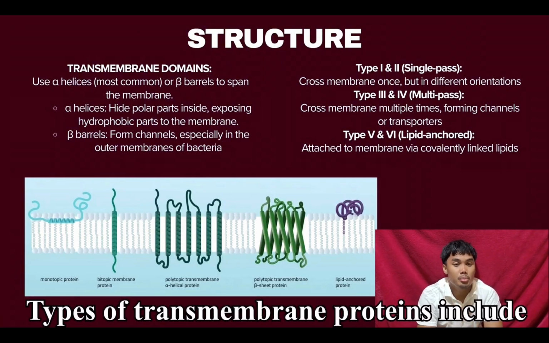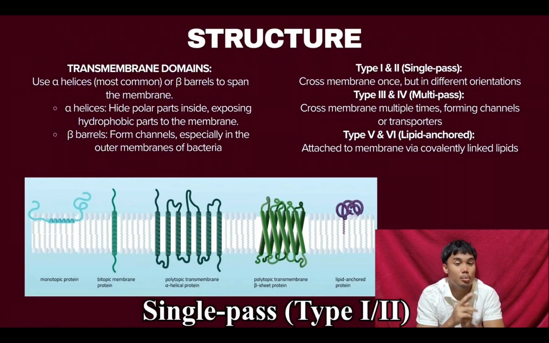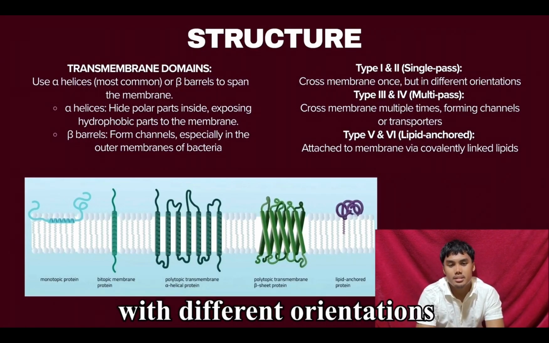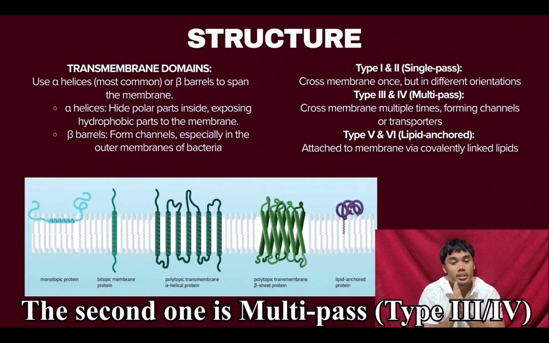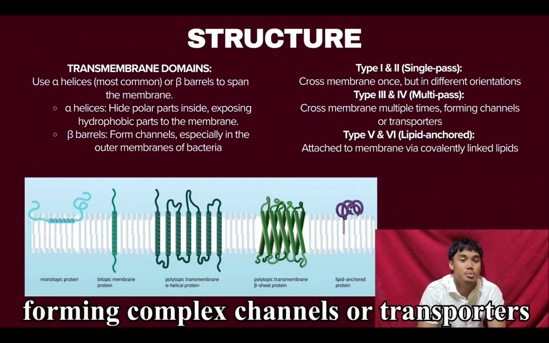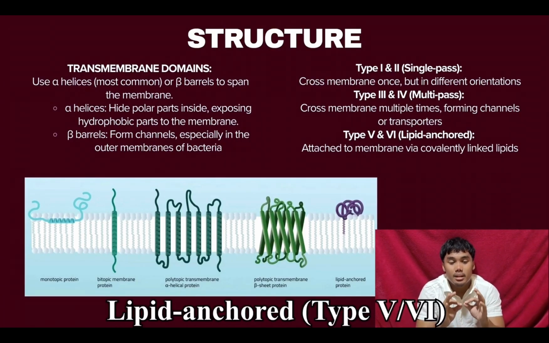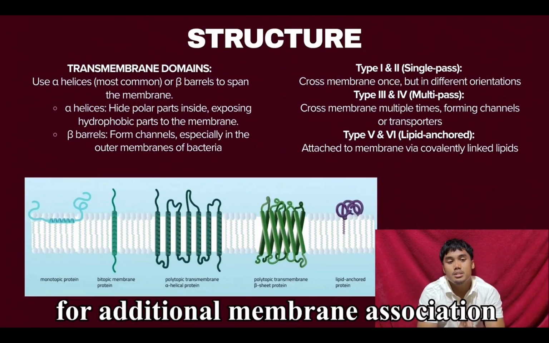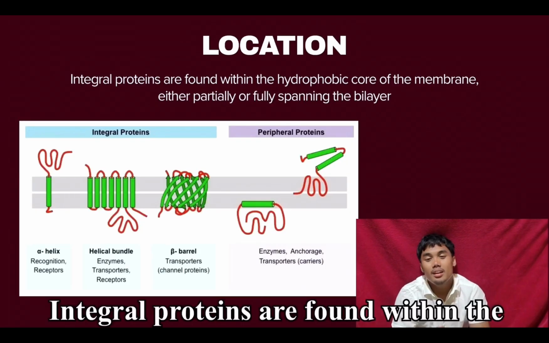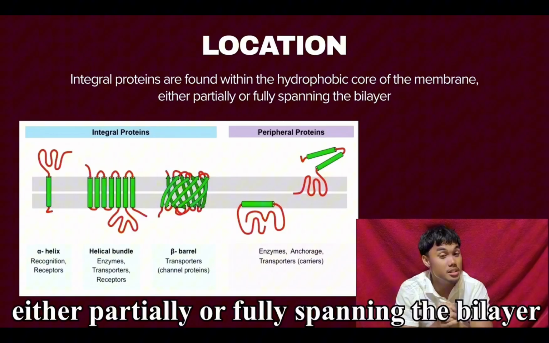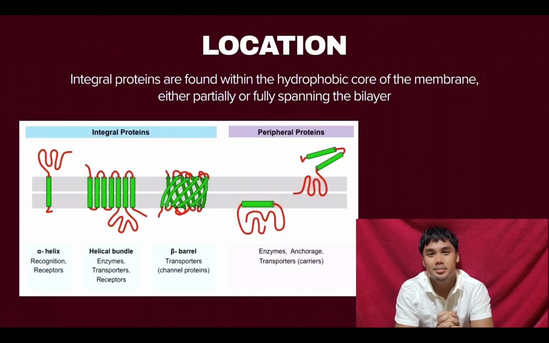Types of transmembrane proteins include single pass, which are type 1 or 2, which cross the membrane once with different orientations. The second one is multipass, which is type 3 or type 4, which cross the membrane multiple times, forming complex channels or transporters. And lastly, lipid anchored, which are type 5 and type 6, which are covalently linked to lipids for additional membrane association. Integral proteins are found within the hydrophobic core of the membrane, either partially or fully spanning the bilayer.